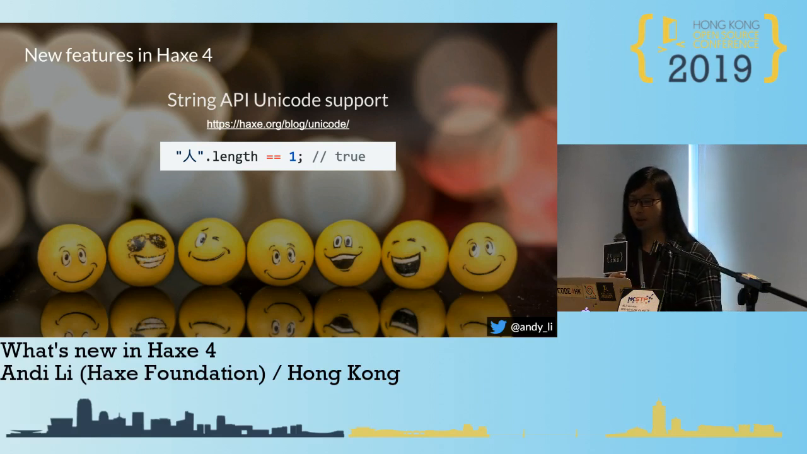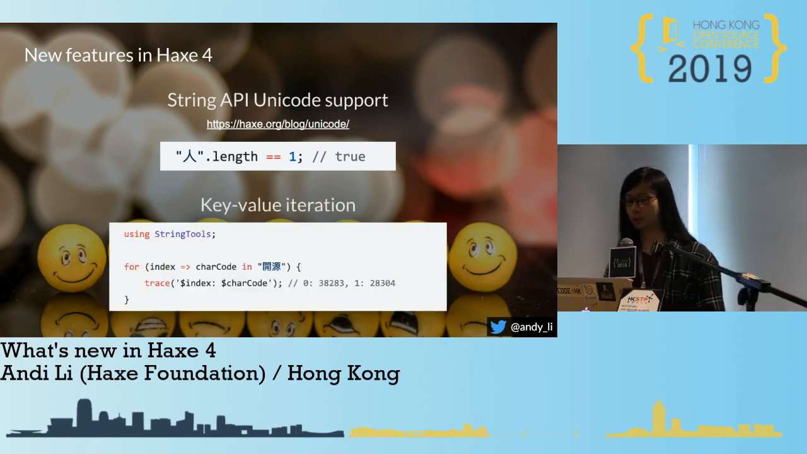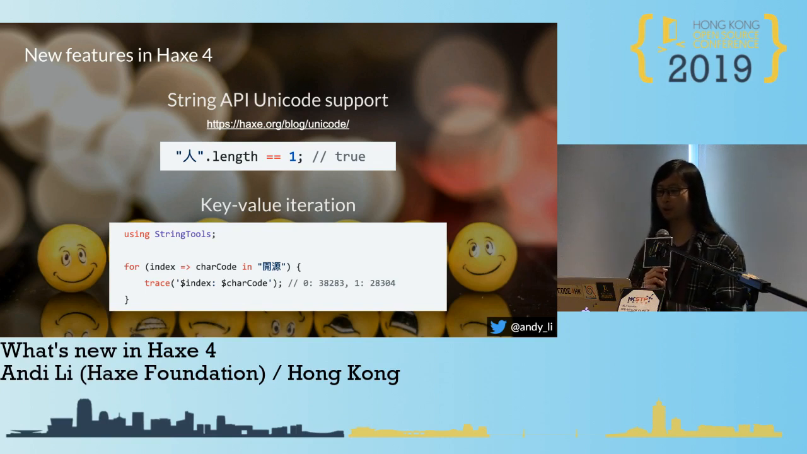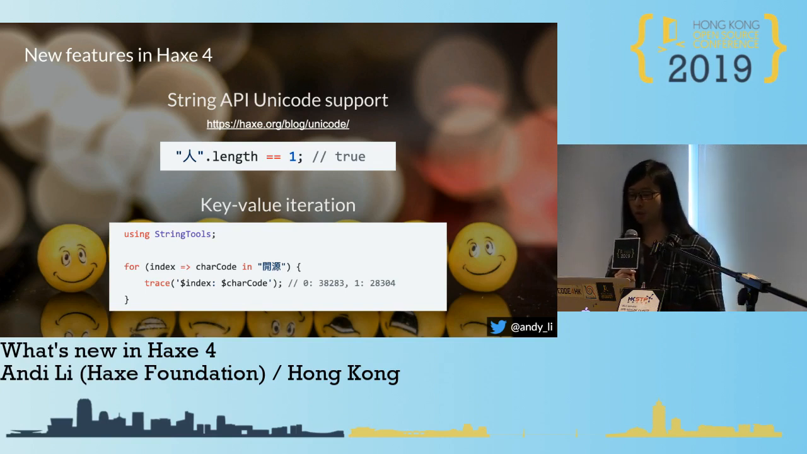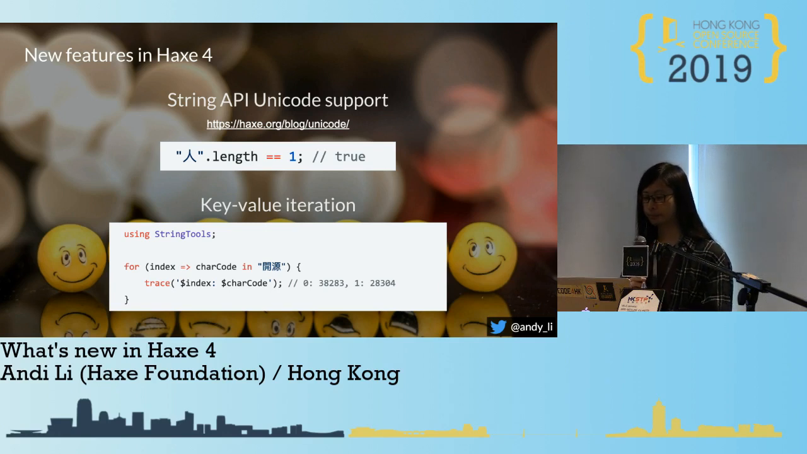And the way to solve it is to introduce some kind of key value iterator. So right now, when you actually want to look at individual characters inside a string, you can use the key value iterator that will simultaneously give you the index and the character code of the string. And then, of course, if you want, you can convert the character code back to the actual string. Yeah, so this is a new syntax also.